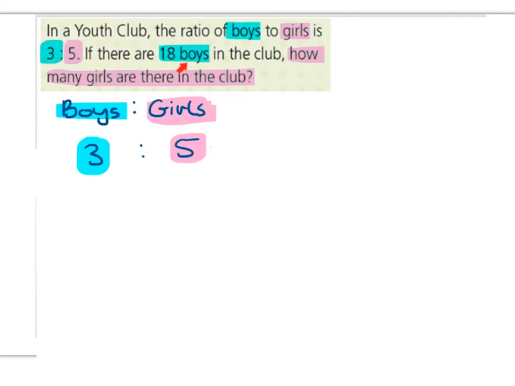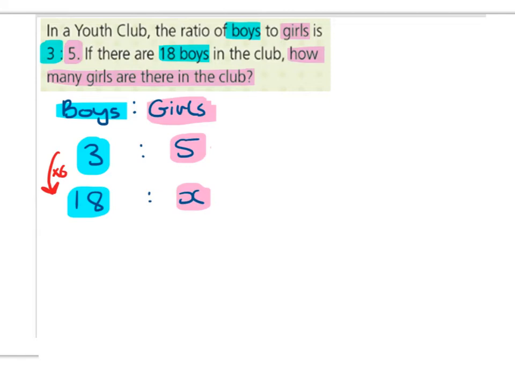We know there's 18 boys in the club, so underneath 3 we can put 18. We're trying to figure out how many girls there are, so underneath 5 we can write X. So 3 to 5 is equal to 18 to X. So how do we get from 3 to 18? And we can only multiply or divide. We're going from a smaller number to a bigger number, so we're multiplying. So what do we multiply 3 by to give us 18? If you can't figure it out, you can say 18 divided by 3. So it's 6. So 3 multiplied by 6 gives us 18.